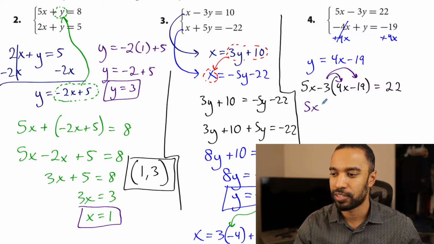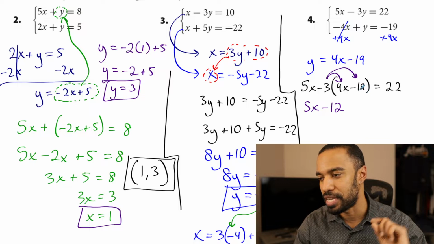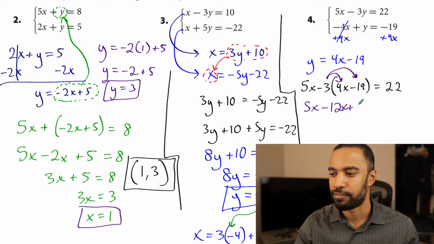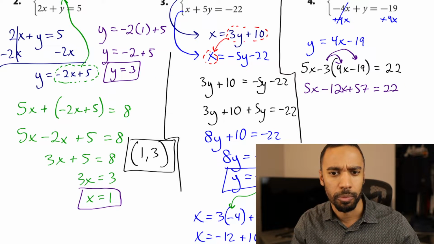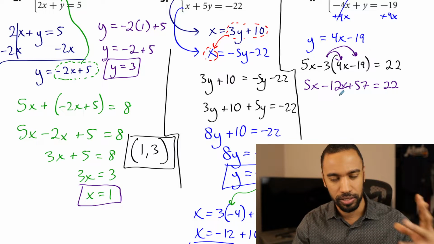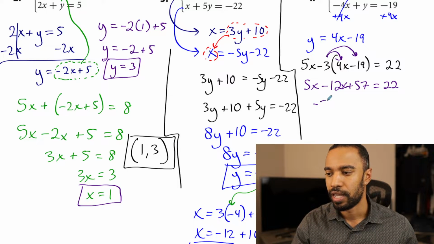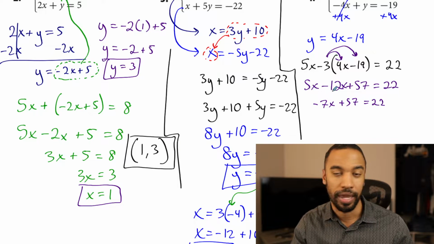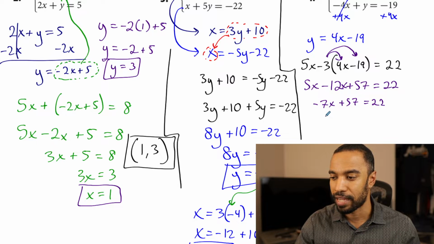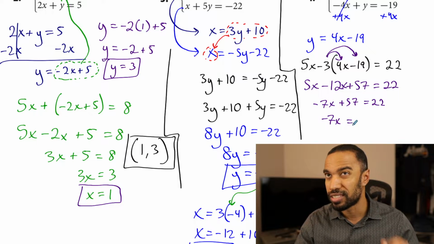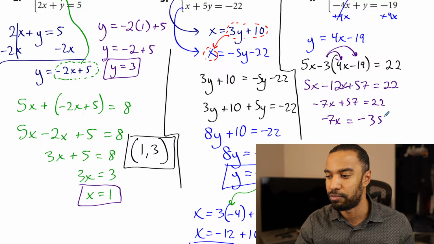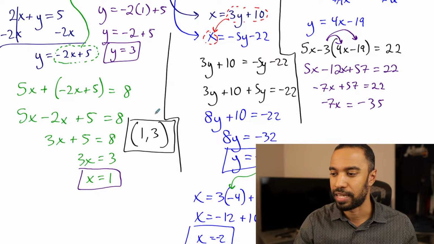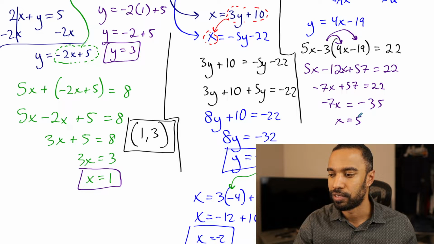So we're going to get 5x. Negative 3 times 4x is negative 12x, minus 12x. Negative 3 times negative 19 is a positive 57. And that all equals 22. And the rest is, I don't want to say the rest is algebra, because the whole thing's been algebra, but the rest is the basic solve for your variable. I got negative 7x plus 57 equals 22. By the way, I just combined like terms here. If I subtract 57 from both sides, I get negative 7x equals negative 35. And divide both sides by negative 7, I get x equals positive 5.